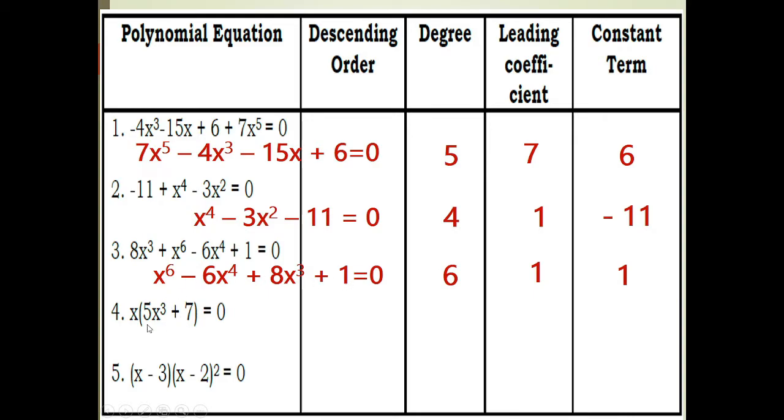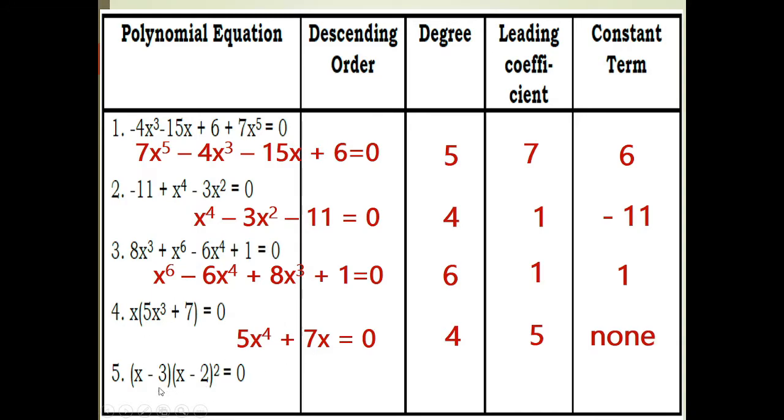Next. So, sa number 4, you have to simplify this first kasi may parenthesis. So, using the distributive property, x times 5x is 5x to the 4th power plus x times 7 is 7x. So, we have 5x to the 4th power plus 7x is equal to 0. So, ito na siya. So, pwede na natin kunin ang degree which is 4. Ang coefficient is 5. May nakikita ba yung constant? None.